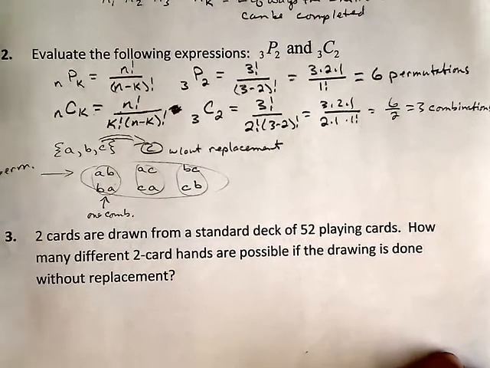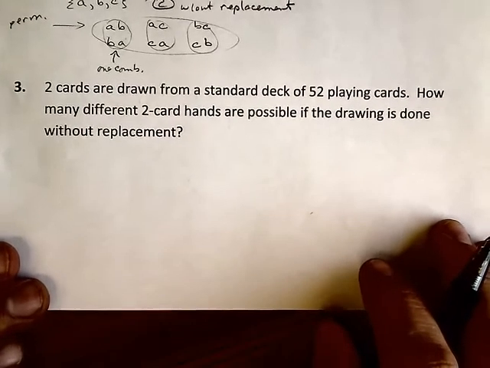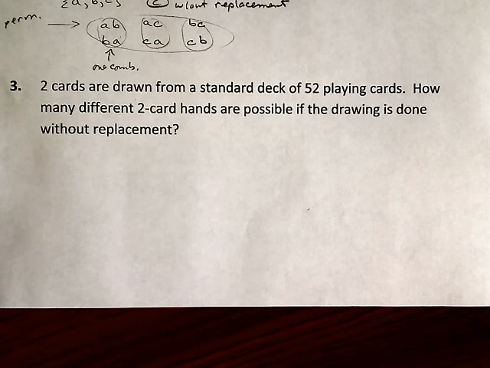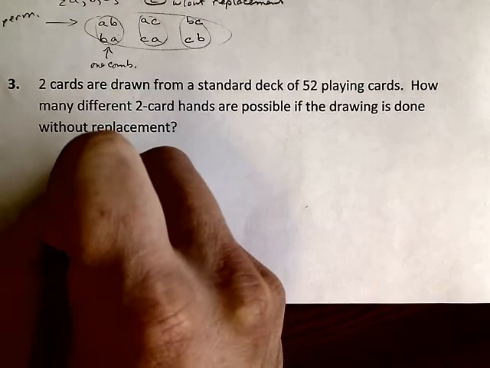Okay. Third example. Applying one of the formulas that we just looked at, playing cards. So suppose 2 cards are drawn from a standard deck of 52 playing cards. How many different 2-card hands are possible if drawing is done without replacement? So I've got 52 playing cards. It's almost like I've got a set here. You can think of it as a set.